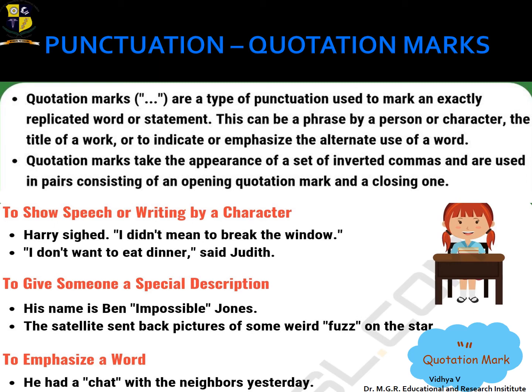So what are the scenarios where you can use quotation marks? The first one is you can show a speech or writing by a character. As you can see, Harry sighed, "I didn't mean to break the window." Whatever Harry said, the exact words, if you want to quote the same thing, you have to put it in quotation marks. Next, to give someone a special description. His name is Ben "Impossible" Jones. Impossible is like a special description about Ben, so at that time you use quotation marks. And to emphasize or give importance to a particular word, you can use quotation marks. He had a "chat" with the neighbors yesterday. If you want to emphasize the word chat here, you put it in quotation marks.